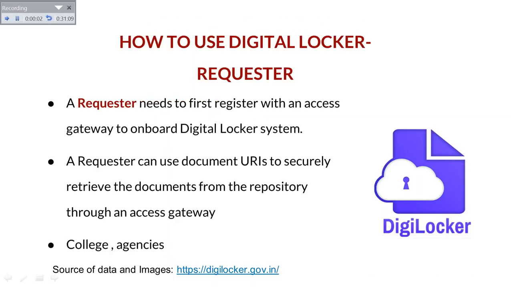A requester needs to first register with the Access Gateway to onboard onto the DigitalLocker system. That means a bank has to register with the Indian government to become a requester, so that any time a new customer comes, they can ask for his documents stored on DigitalLocker. A requester can use a document's URI to securely retrieve documents from the repository through the Access Gateway. For example, a college can ask its students to give the URI of their documents so they can verify. Our passport office can do that.